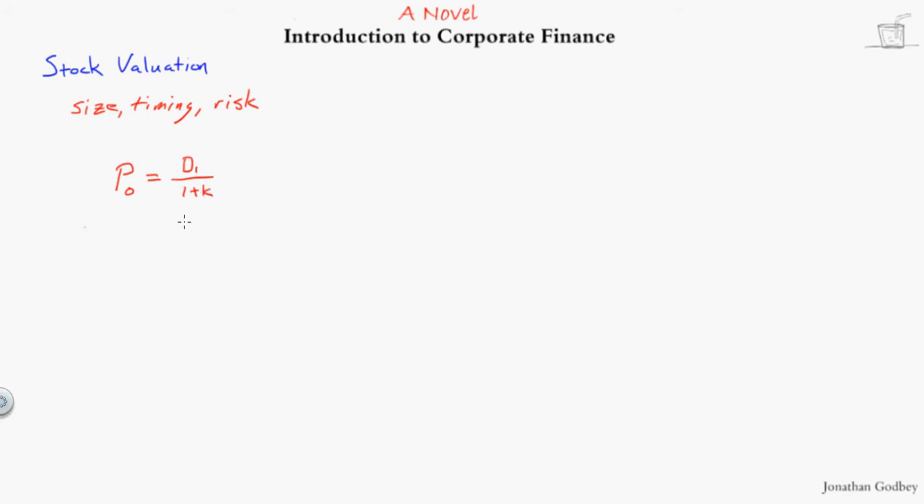Now pause for just a second. Remember the present value formula? Present value is equal to future value over 1 plus R to the T. This is the exact same formula, except I don't just have one future value. I have a future value in every year. So D2 over 1 plus K squared, plus D3 over 1 plus K cubed, plus, and this is going to go forever, right? D4 over 1 plus K to the fourth, and it continues to go forever.